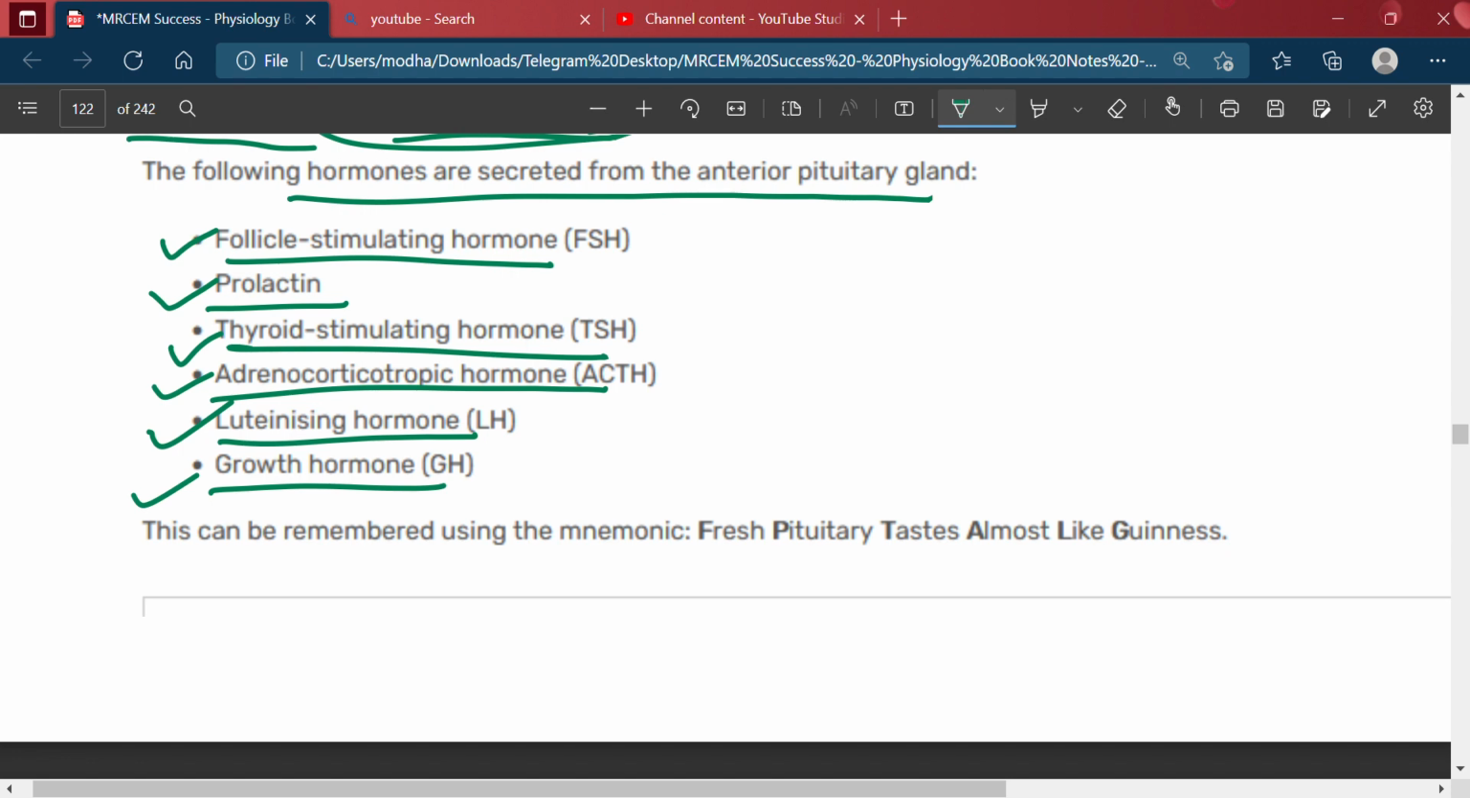This can be remembered using the mnemonic: fresh pituitary taste almost like guinea.